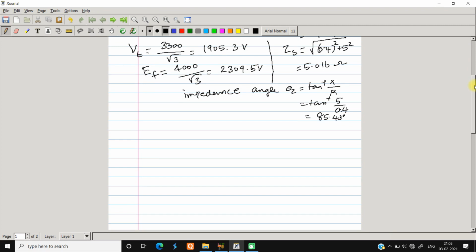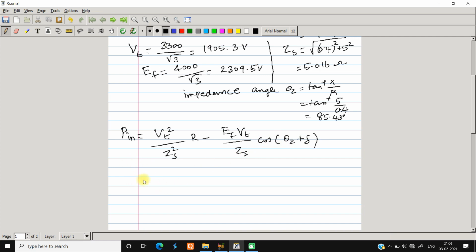So the per phase power input value can be found out from the formula Vt square divided by Zs square into R, minus EF into Vt divided by Zs into cos of theta Z plus delta. This formula we have also derived already.